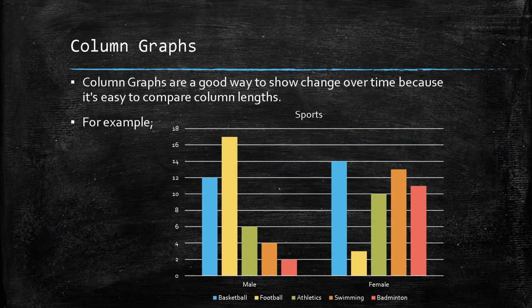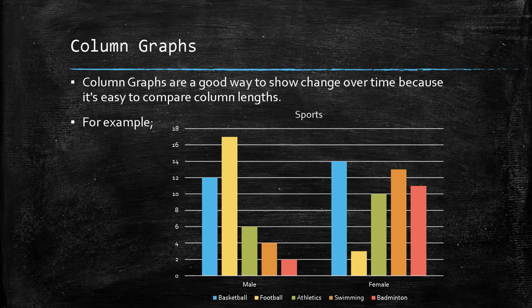Column graphs. Column graphs can be used to show change over time, as it is easy to compare the lengths of the columns or bars. Looking at the graph given, you might be confused as to whether this is a column or bar graph, but the appearances of these can be misleading. I will help you identify which is which without mixing them up.